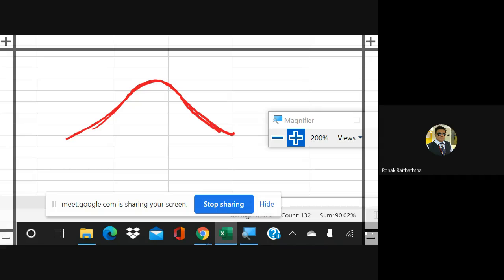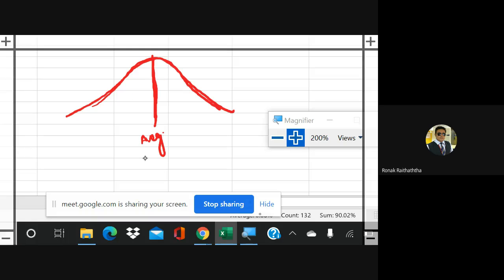Now, say this is the average. And the average return is coming at, say, for example, 3 percentage. Try to understand, it's just a hypothetical example I'm giving to you. Now, how are the other returns behaving? Try to understand that.